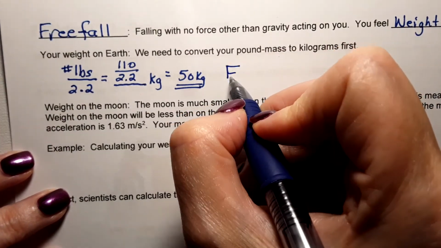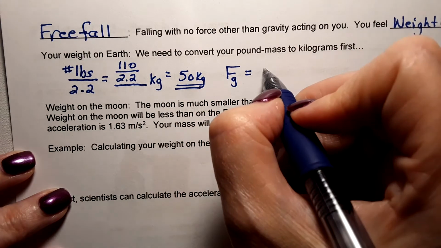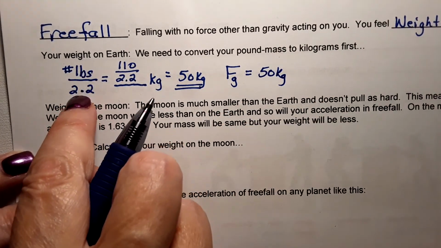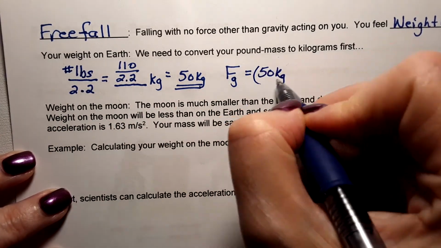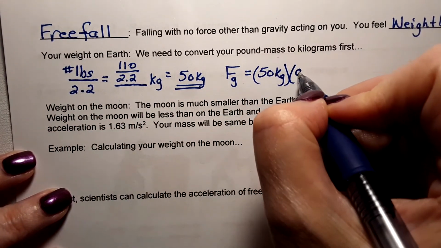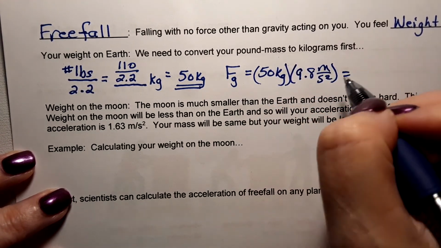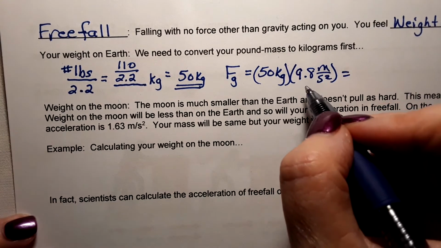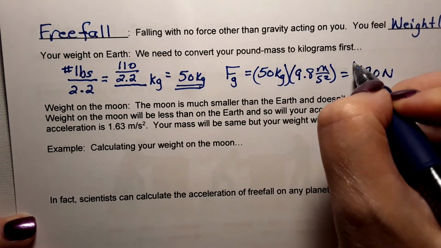Now, to get your gravity or weight on Earth, we're going to take your mass in kilograms. So whatever you got when you took your pounds and divided by 2.2, put it right there. And then we're going to multiply by the acceleration on Earth. Okay? And when I say 50 times 9.8, I get 490 newtons.